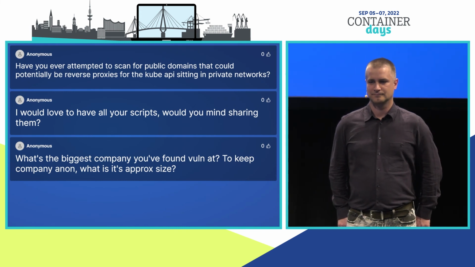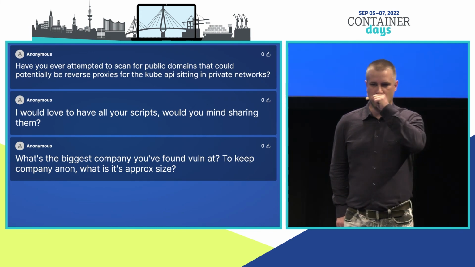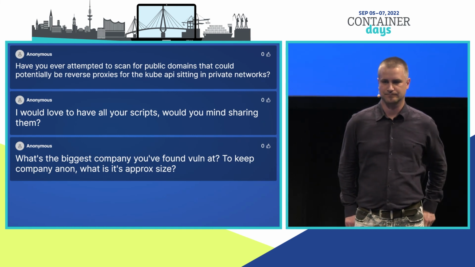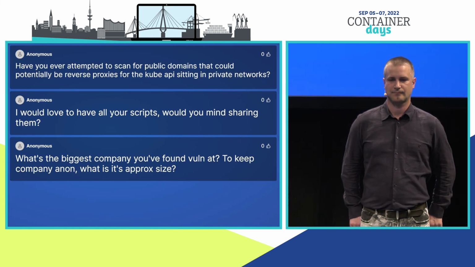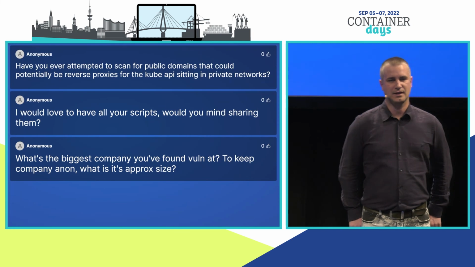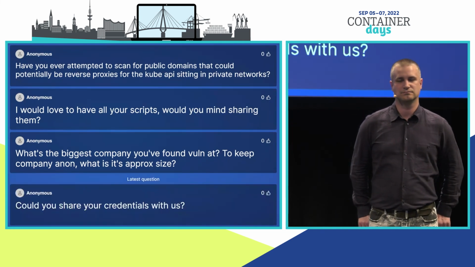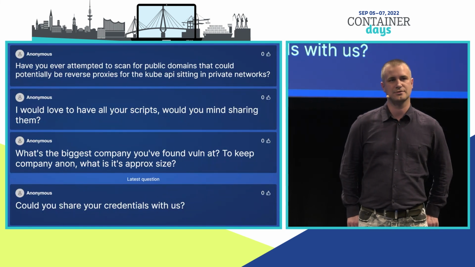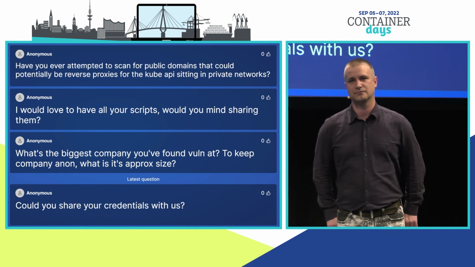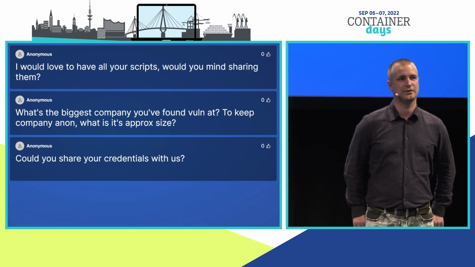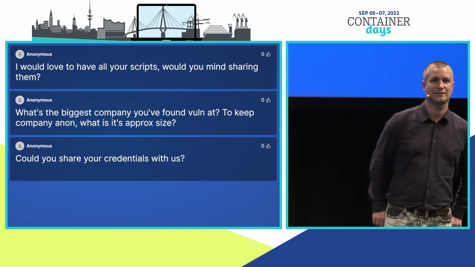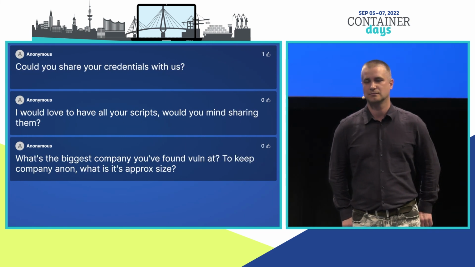Have you ever attempted to scan for public domains that could potentially be reverse proxies for the Kube API sitting in private networks? What I do, I just ask for IPs. I don't look for domains. I ask for IPs because these search engines give me IPs, and I don't need to know what domain is in front of it, because there are so many records when I ask for just IPs. Then I don't need to look deeper. I get more records than time to process them.